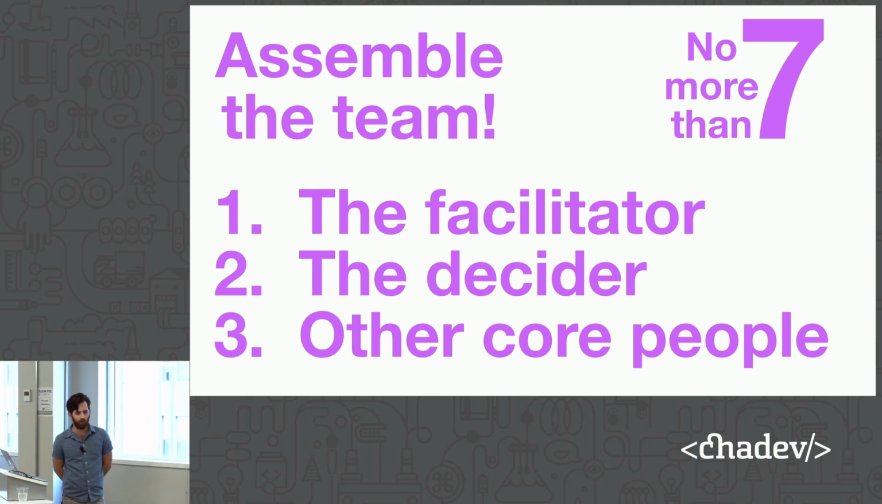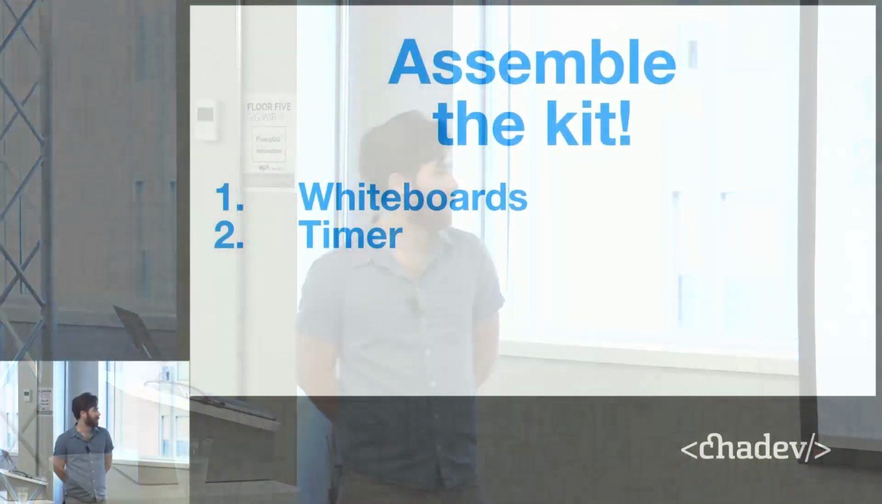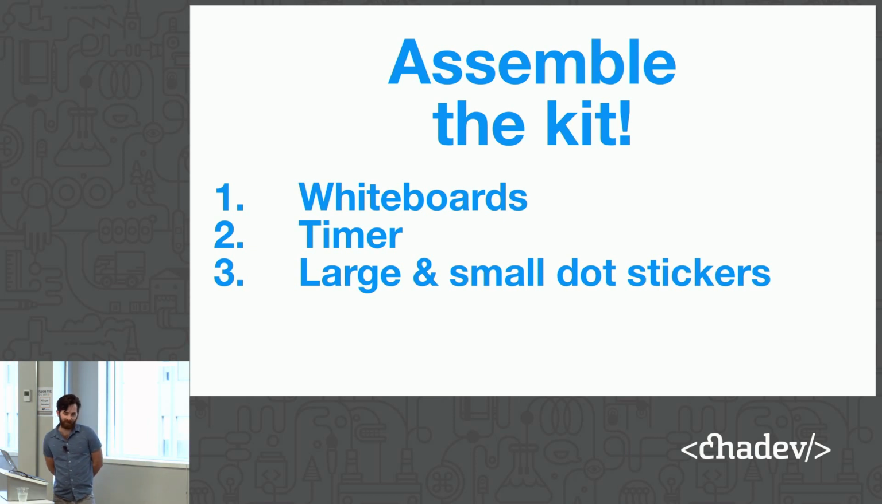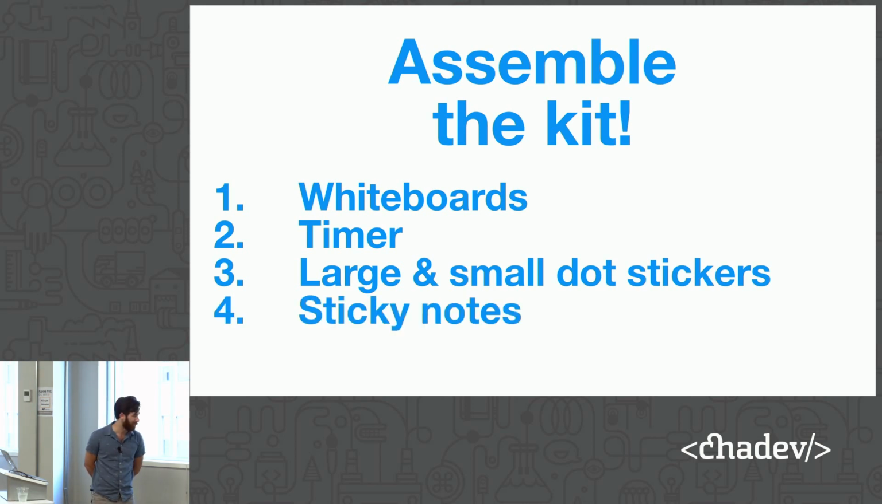And then you're going to have some other core people that are particularly useful to your process. So what do you need once you have the people? Well, there's a few things. You need whiteboards. You're going to use the whiteboards as a brain dump. You're going to need a timer because all these things are time boxed to make sure that things don't go completely off the rails. Large and small dot stickers are useful for minimizing endless debate. Use these for straw polls whenever you need to make decisions about which way to go on certain things. Again, all this stuff is going to be up on whiteboards or sticky notes.